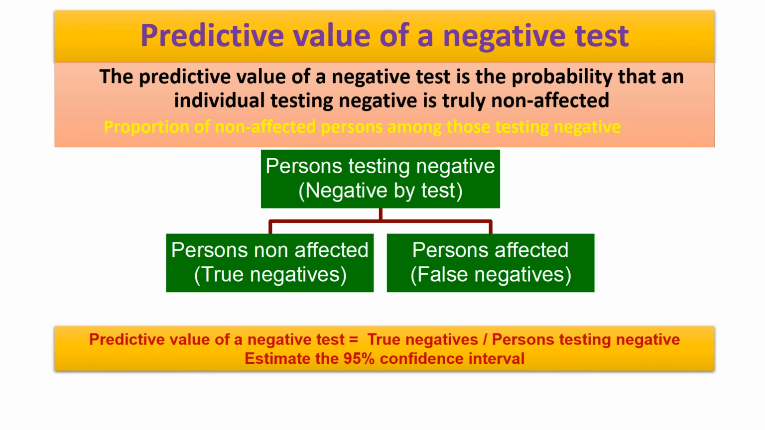Also, we can divide the persons who are testing negative in two parts. The first part is persons non-affected, or true negatives, and the second part is persons affected, or false negatives. And also we have a formula for the predictive value of a negative test. The predictive value of a negative test is true negatives divided by persons testing negative.